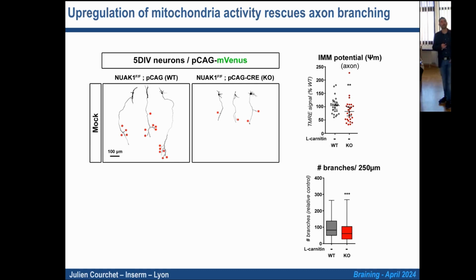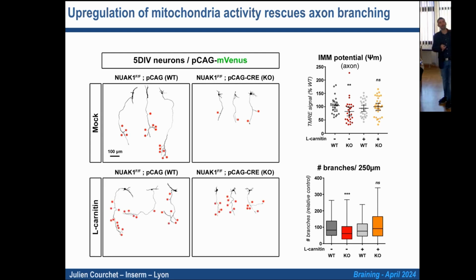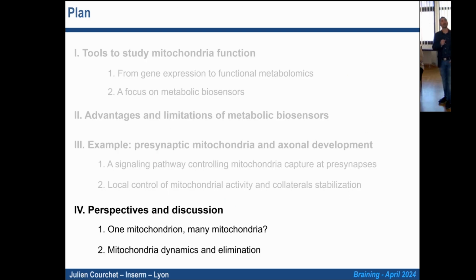And it actually worked. These are some neurons that are knockout. So remember, I told you that you have less collaterals that are being formed and that you have less mitochondrial potential in the axon. Now, if we treat with L-carnitine, not only we can rescue membrane potential of the mitochondria, so we can rescue mitochondrial function, but we can also rescue the formation of axon collaterals.